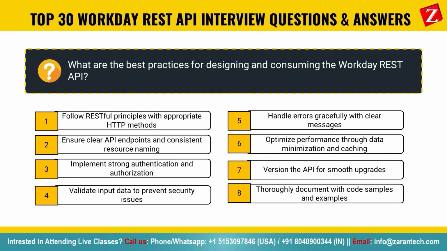Versioning the API ensures smooth upgrades and backward compatibility. By versioning the API endpoints, you can introduce new features without breaking existing integrations. For instance, if Workday releases a new version of the API with additional functionalities, developers can continue using the existing version until they're ready to migrate to the new version, minimizing disruptions.